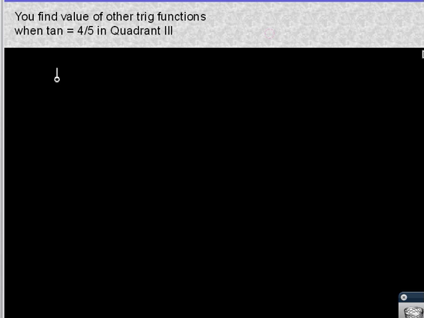All right, this would be one for you to try. Find the other values when tangent is 4 over 5 in quadrant 3. And you may want a little trick or little memory tool to help you figure out whether, once you have all your ratios, you actually have the right sign in front of them, because it can be confusing when things are positive and negative. So the memory tool is this.